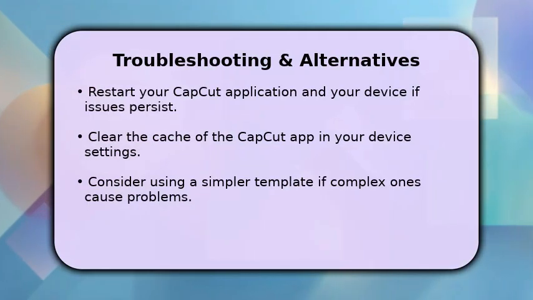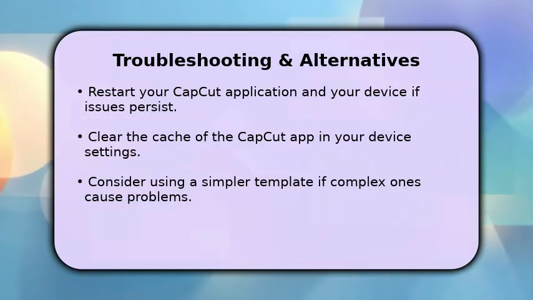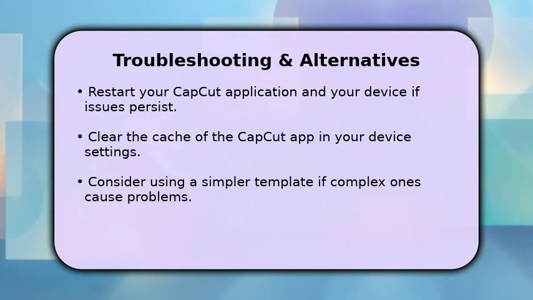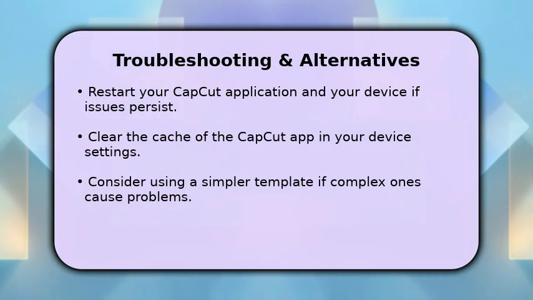If you still face issues, try some troubleshooting steps. Restart your Capcut application and your device. This often resolves minor glitches. You can also clear the cache of the Capcut app in your device settings, which might free up some space. If complex templates are problematic, consider using a simpler one, as they require less data to load and process, offering a smoother experience.